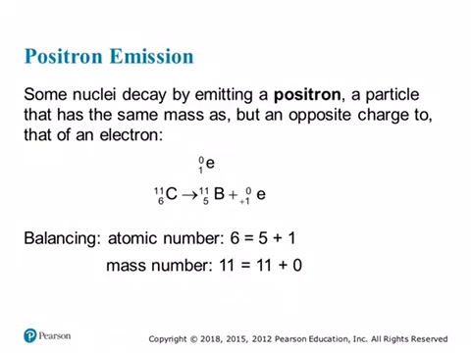Remember, a positron has the same mass but opposite charge of that of an electron. So here in positron emission, we have a 0, +1 positron particle being emitted. What that means is that our atomic mass number stays the same, but our atomic number will decrease by 1 to accommodate for that positive charge so that both sides of the equation have a 6.